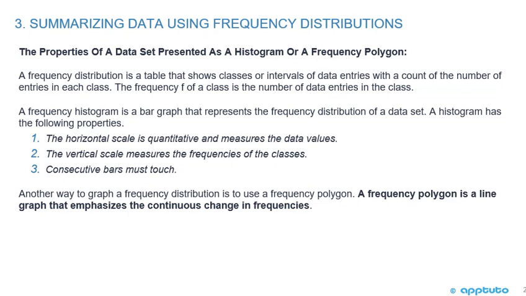Another way to graph a frequency distribution is to use a frequency polygon. A frequency polygon is a line graph that emphasizes the continuous change in frequencies.